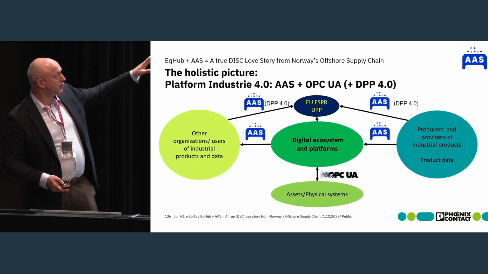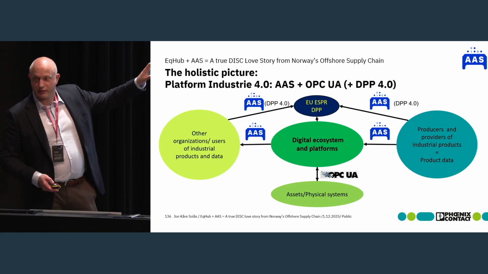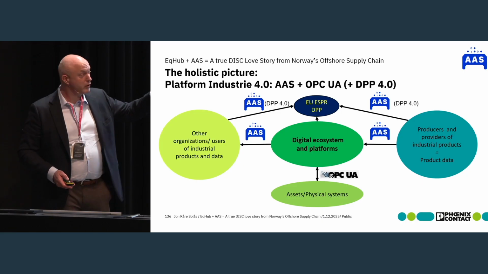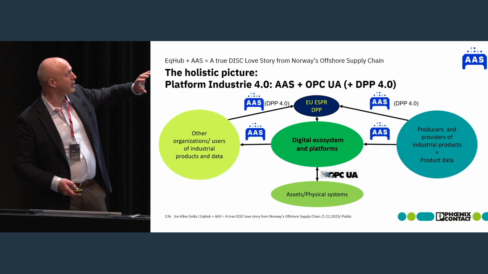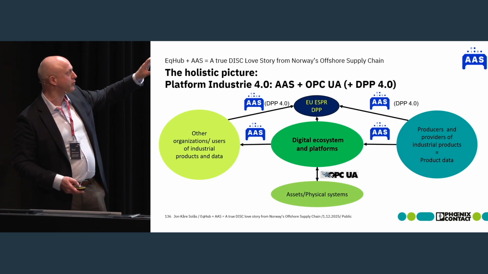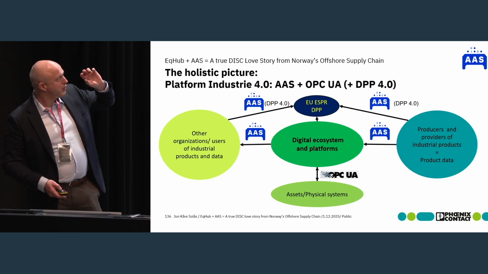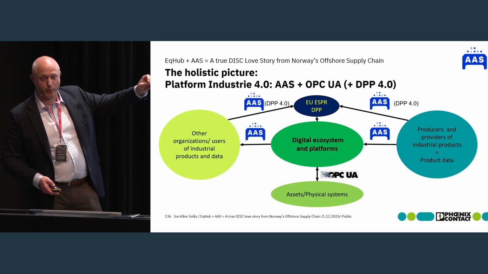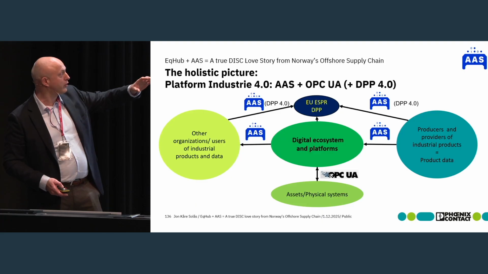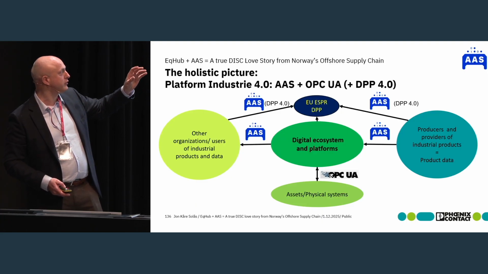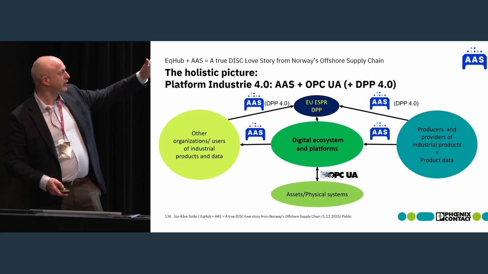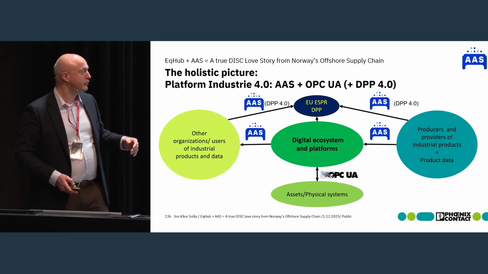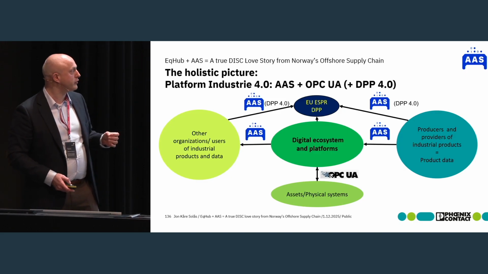Just my understanding, this is not approved by anyone as far as I know, but this is my understanding of industry from a holistic point of view. Producers and providers of industrial products have to provide information on their products. Our goal is to do so, and for the industry to do so, using AAS. And this enables the use of the product information in digital ecosystems and on platforms.